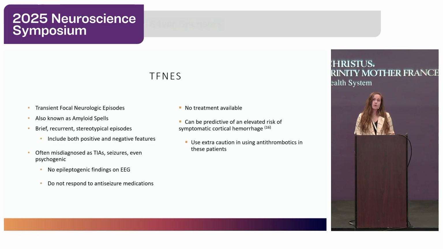The other thing is if you have a CAA patient that has these amyloid spells, it's actually a prognostic factor in that they are at a higher risk of having those lobar hemorrhages than other patients whose CAA you just happened upon on an MRI.